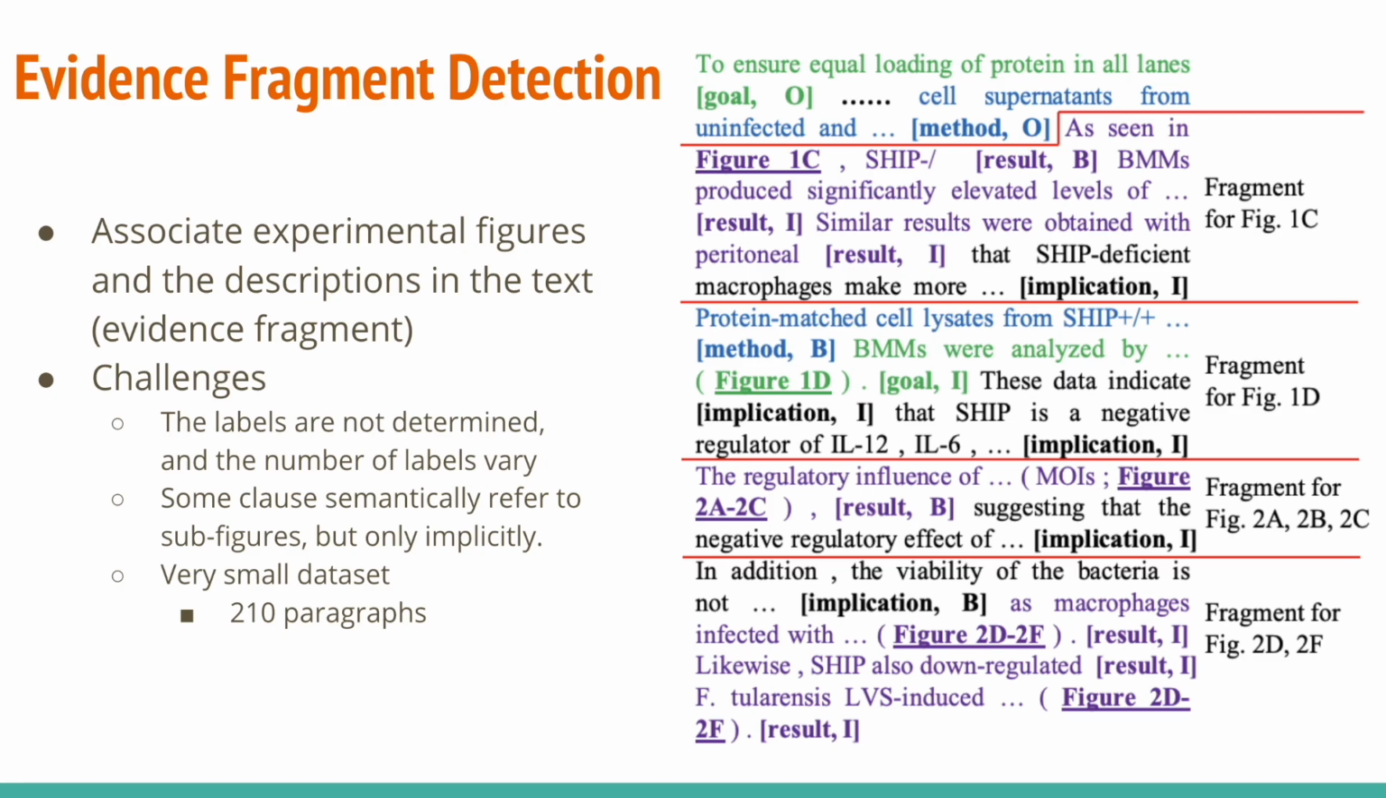Evidence fragment detection task maps the text and the figure that it semantically refers to. The task is challenging because the figure reference varies, such as figure 1C, 1D. The number of target figures for each clause also varies. Even worse, the small dataset only contains 210 paragraphs.